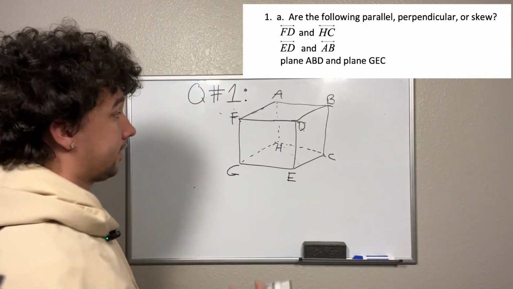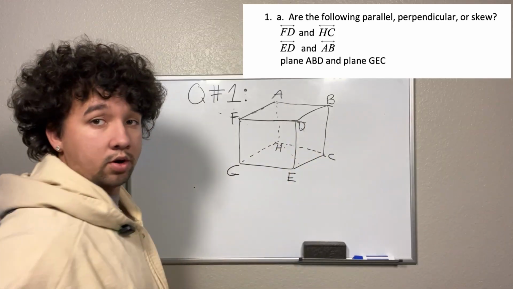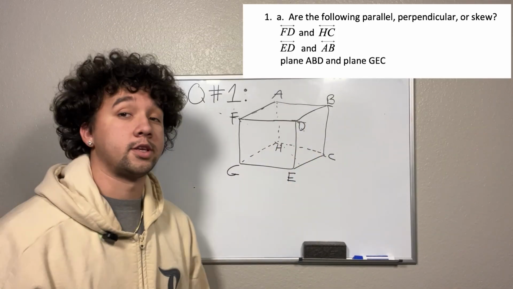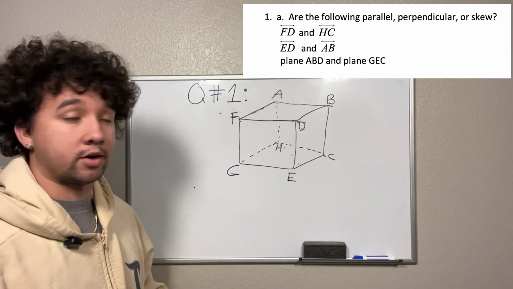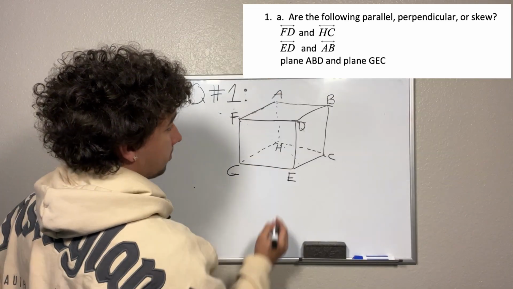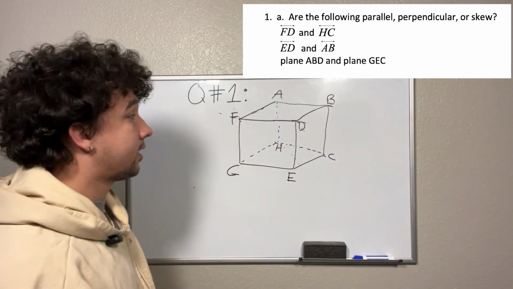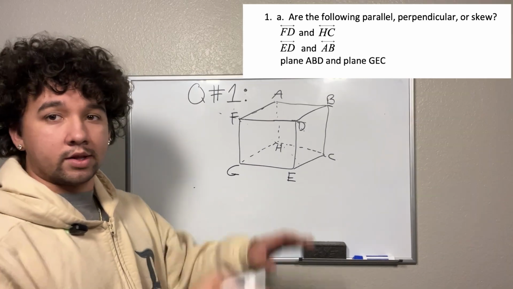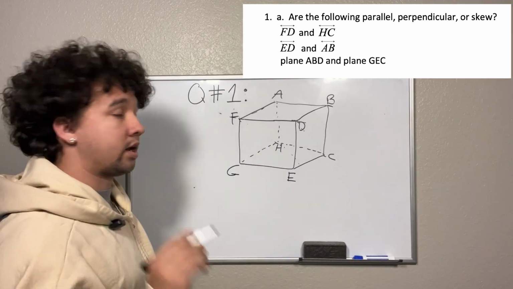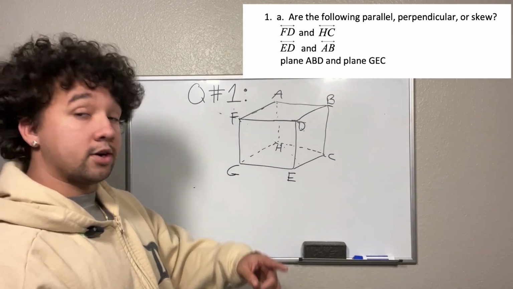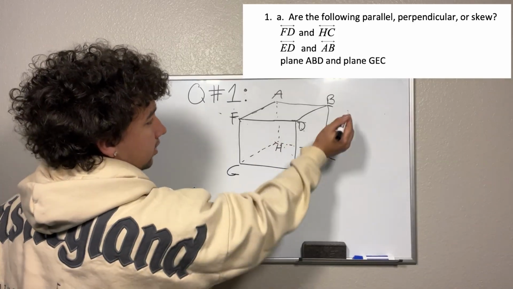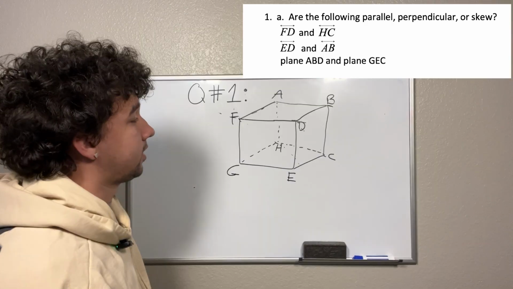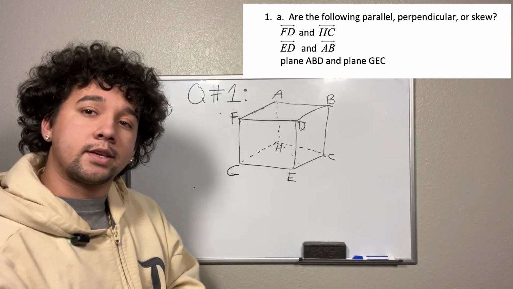The next two I have are ED and AB. Are those parallel, perpendicular, or skew? Well, let's go through them. Parallel means that they're going in the same direction and are never going to intersect. ED looks like it's going up and down, and AB looks like it's going side to side. So they're not going in the same direction, so not parallel. Perpendicular means that they intersect specifically at a 90-degree angle. Well, these aren't going to intersect, so they're also not perpendicular. So that leaves skew, and in this case, skew is correct.